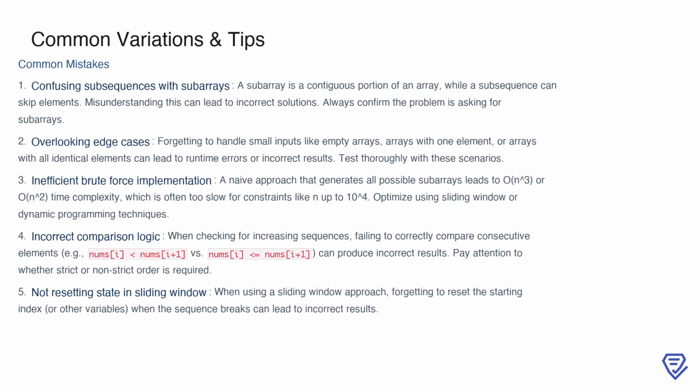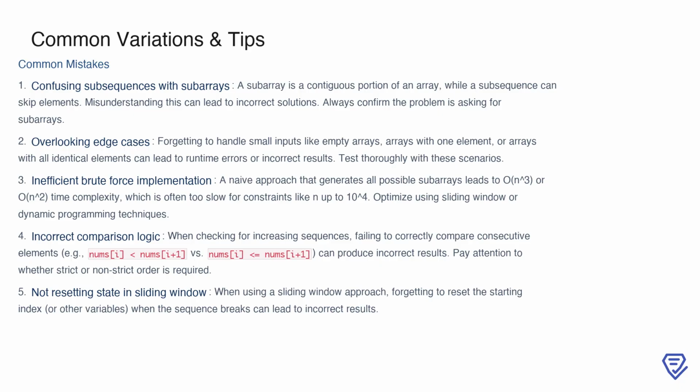One common mistake to watch out for is confusing subsequences with subarrays. Remember, a subarray is always a contiguous segment of the array, while a subsequence can skip elements. Misunderstanding this distinction can cause your solution to fail, so it's important to confirm whether the problem specifies subarrays. Another frequent issue is overlooking edge cases. For example, you need to handle scenarios like empty arrays, single-element arrays, or arrays where every element is identical. Ignoring these can result in runtime errors or incorrect outputs, so thorough testing is essential.